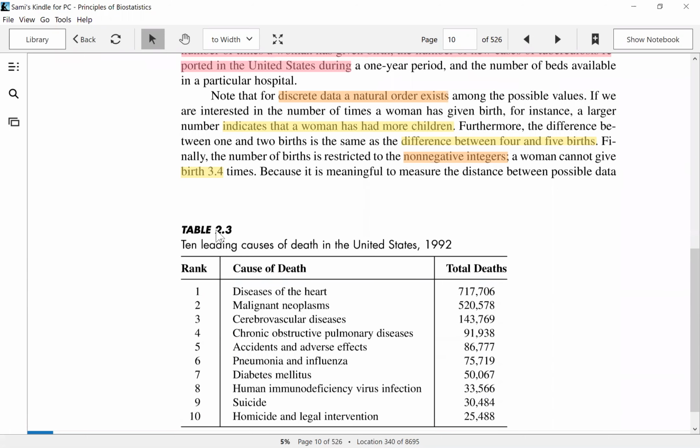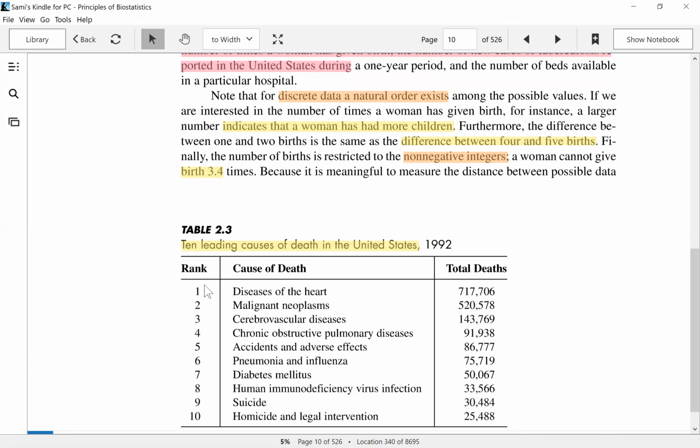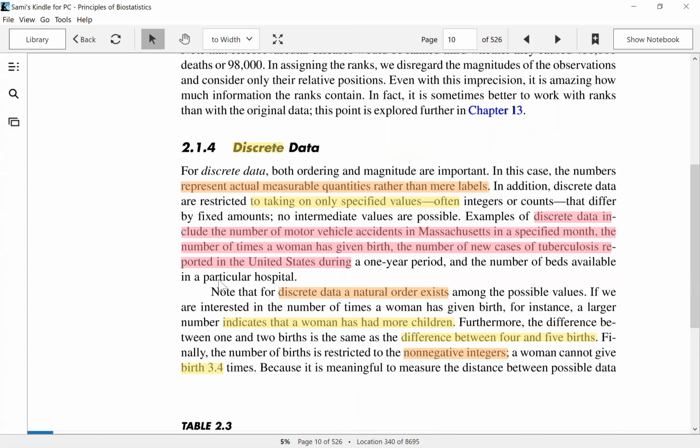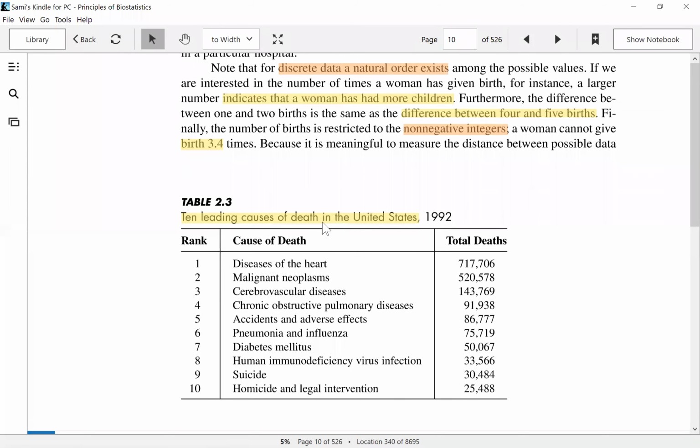So you have here table 2.3. This is the 10 leading causes of death in the United States. And here, this is our discrete data. So one is disease of the heart, 2 is malignant neoplasms, 3 is cerebrovascular diseases, and 4 chronic obstructive pulmonary diseases, 5 accidents and adverse effects, and so on and so forth.